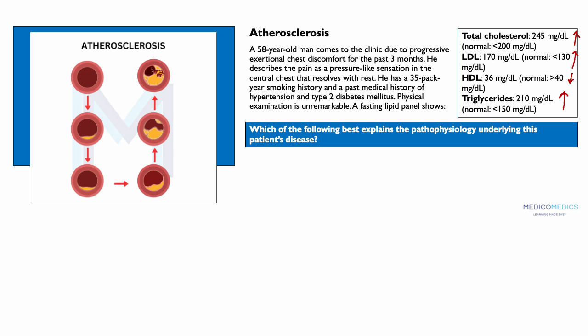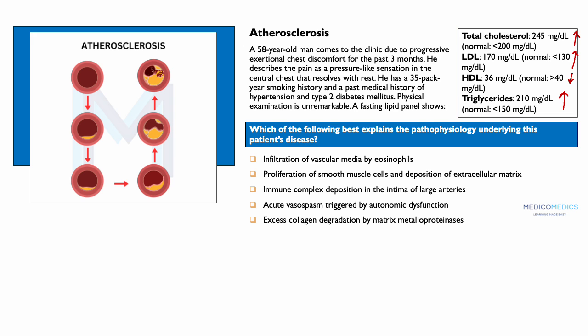Now, which of the following best explains the pathophysiology underlying this patient's disease? Is it infiltration of vascular media by eosinophils? Is it proliferation of smooth muscle cells and deposition of extracellular matrix? Or is it immune complex deposition in the intima of large arteries? Is it acute vasospasm triggered by autonomic dysfunction or excess collagen degradation by matrix metalloproteinases? Please feel free to pause the video for a few seconds and see if you can figure out the right answer.